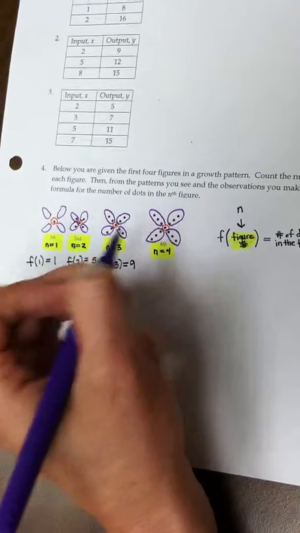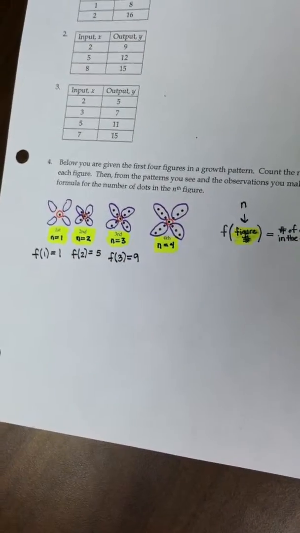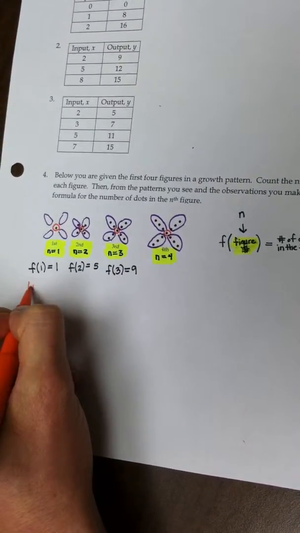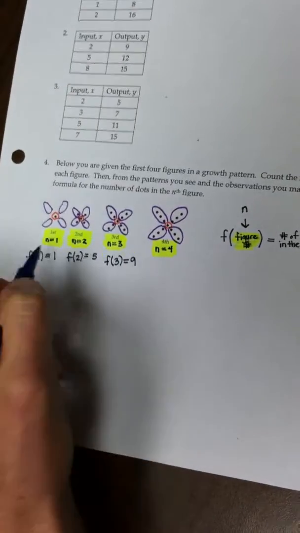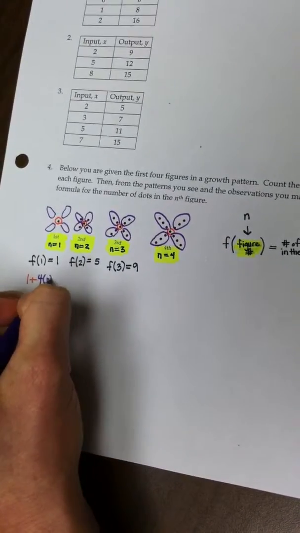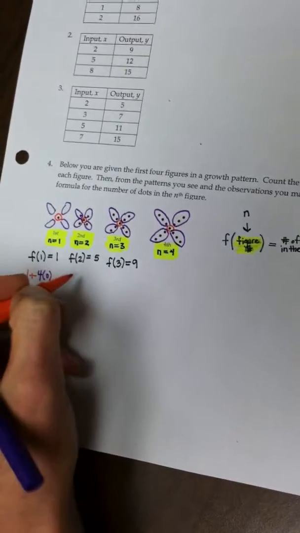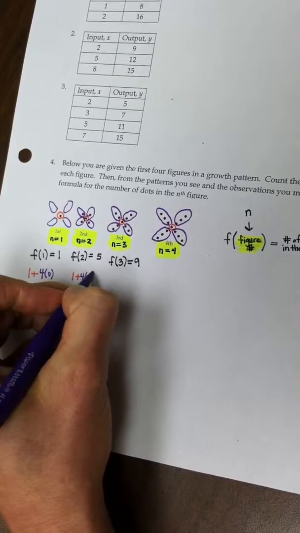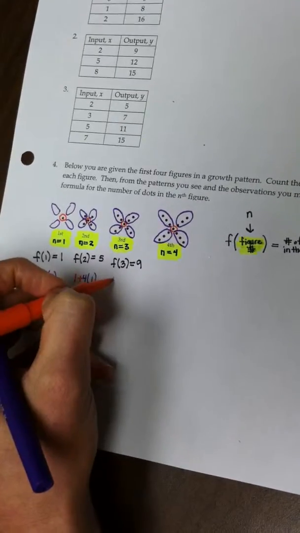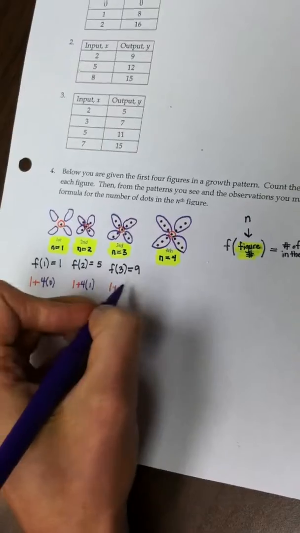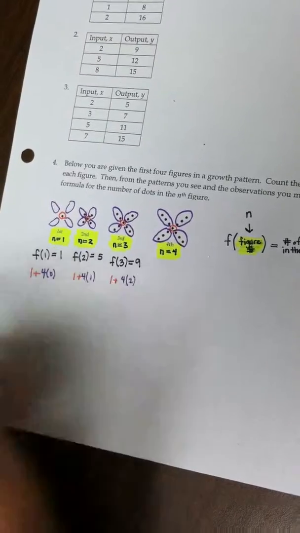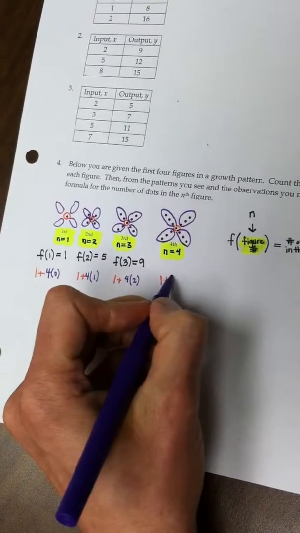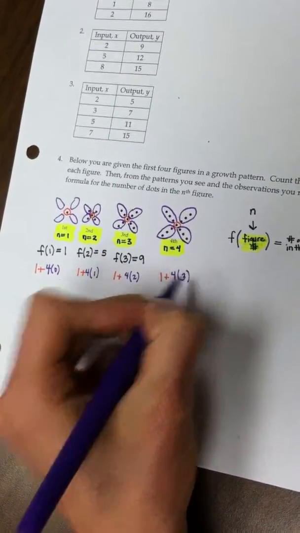And the next figure has a dot in the middle, and the arm length has grown to 3 dots per arm. So when I go to write out my pattern so far, what I see is that the first figure has 1 dot in the middle, plus 4 arms with 0 dots per arm. The next figure has 1 dot in the middle, plus 4 arms with 1 dot per arm. Then we have 1 dot in the middle and 4 arms with 2 dots per arm. And for the fourth figure, we have 1 dot in the middle plus 4 arms with 3 dots per arm.